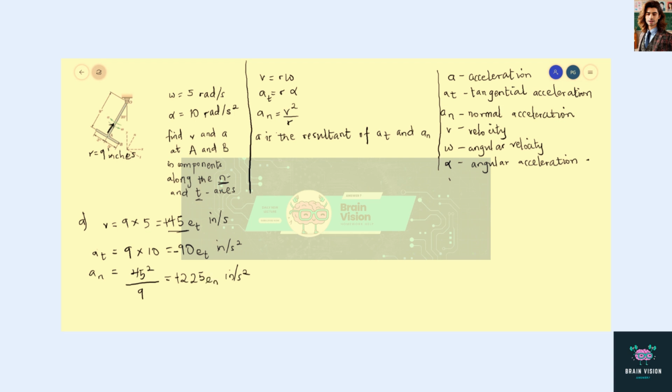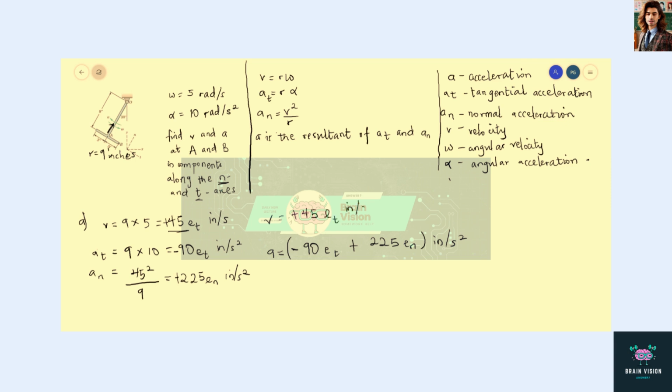So for part A, our acceleration, we just need to add these two to find the resultant. So our acceleration is going to be minus 90 et plus 225 en, all together in inches per second squared. There we go. And our velocity is plus 45 et inches per second.